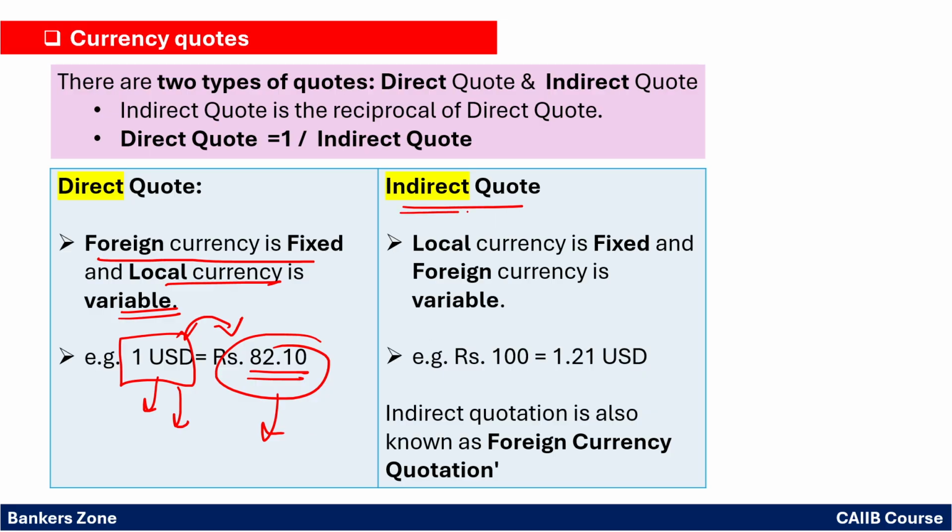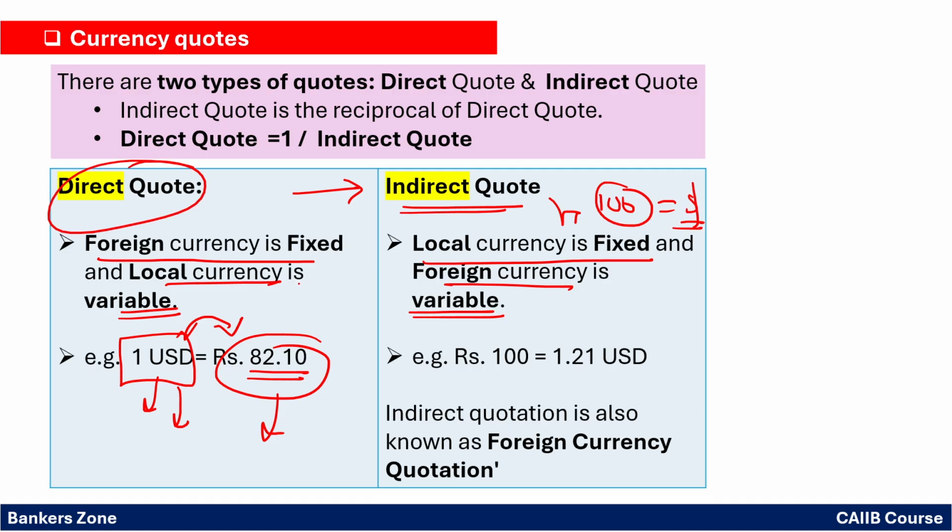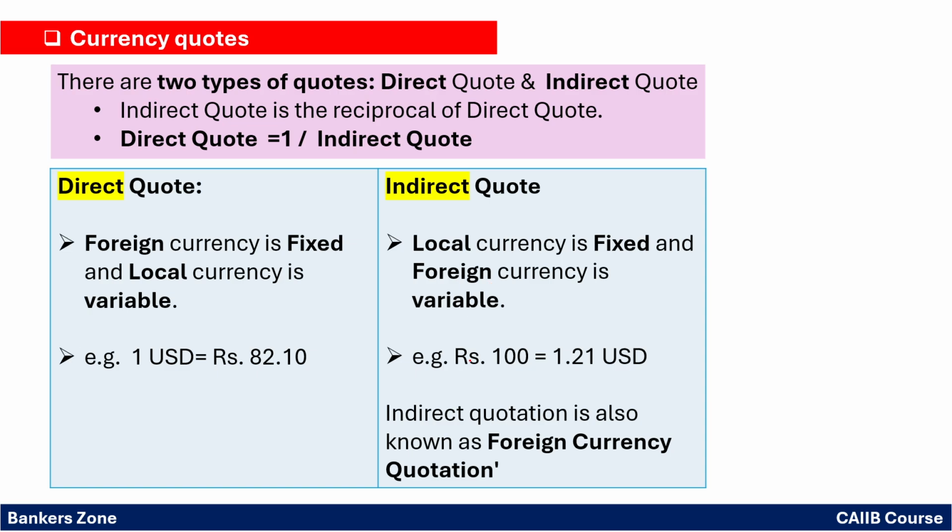Next is the indirect quote. So indirectly you are asking, right? Very simple. See here, it is just vice versa. Local currency is fixed and foreign currency is variable. That means indirectly you are saying, I have 100 rupees, how many dollars will you give me? In the direct case, you ask, I have to purchase $1, how much should I pay? In the indirect case, I have 100 rupees, how many dollars will you give me? So you are asking indirectly. In that case, for 100 rupees, you can purchase 1.21 US dollars, right? So the local currency, rupees, is fixed, and the foreign currency is variable, right?